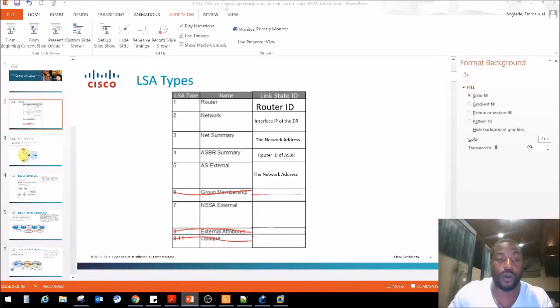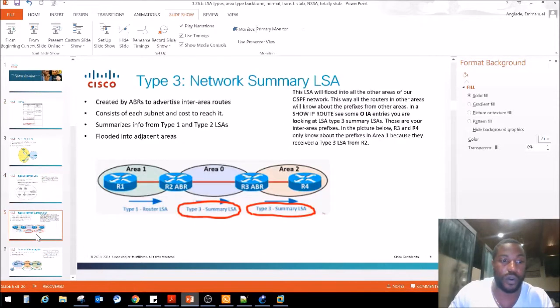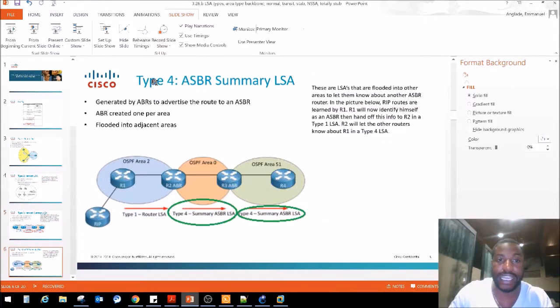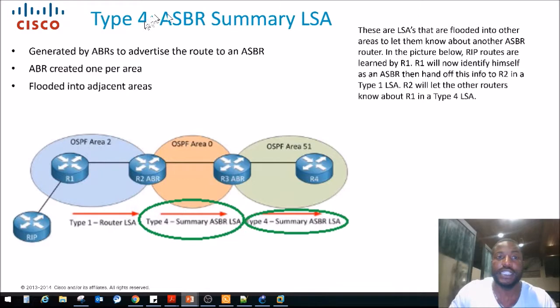Let's take a look at the type 4. This one will be a little tricky here. Type 4 says it's an ASBR summary. The link state ID is the router ID of the ASBR. We said that type 4s are, again, ASBR summary LSAs. It's generated by ABRs to advertise a route to an ASBR.